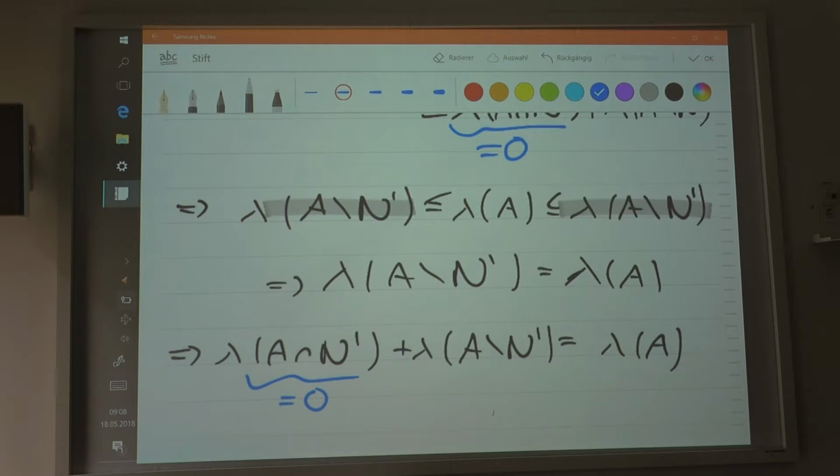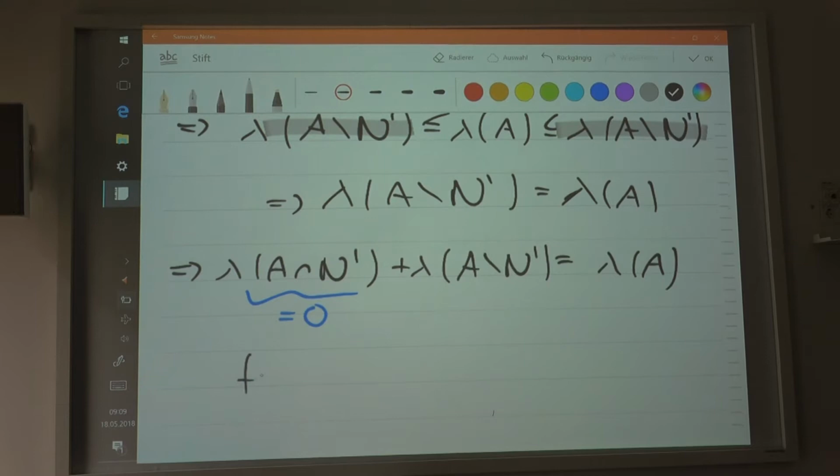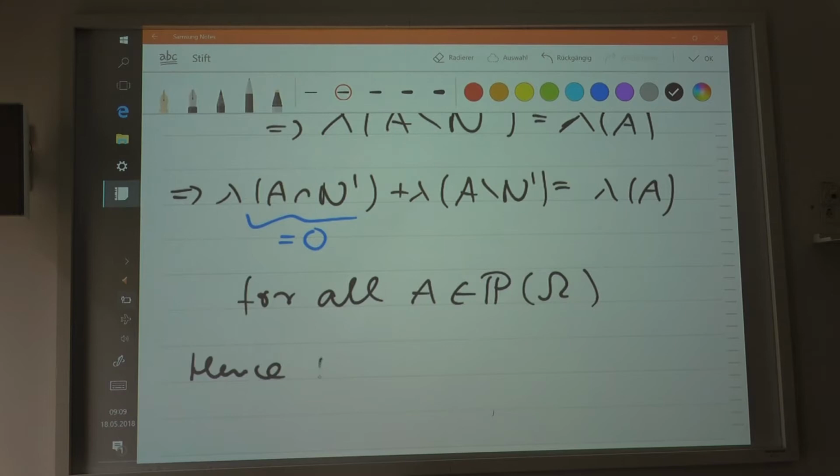So if that is equal to zero, it doesn't change anything, guys, in this equation. Now, and that is true for all sets A of the power set of Omega, okay, so let me write it like this, the power set of Omega, okay, so that's the proof. So here we figure out that hence the set N prime is Carathéodory-measurable.